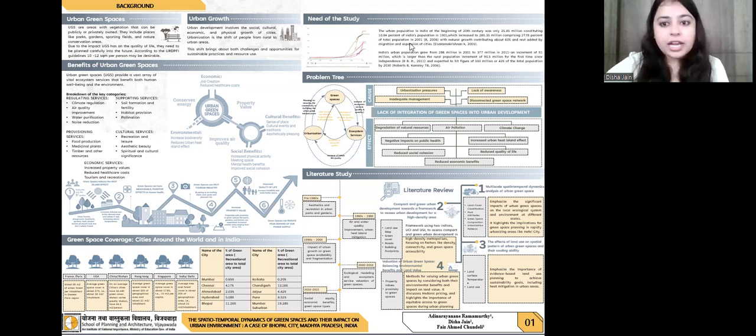This problem tree analysis over here is clearly depicting the core problem, which is lack of integration of urban green spaces in urban development. Our aim is to study the causal linkages between urban green spaces and urban growth, and to promote a sustainable urban development in Bhopal, Madhya Pradesh, India.